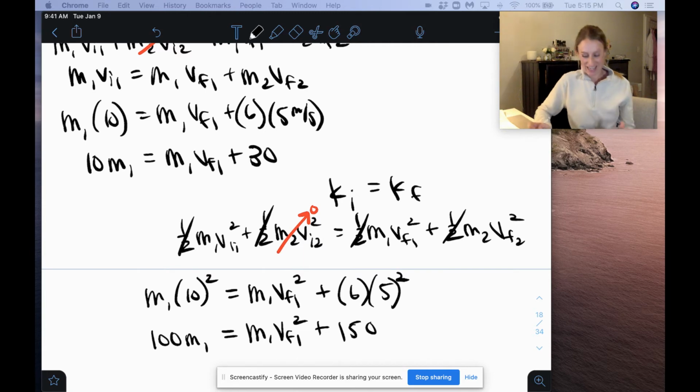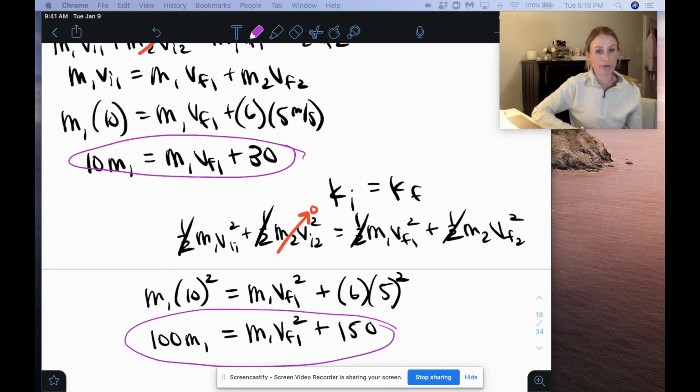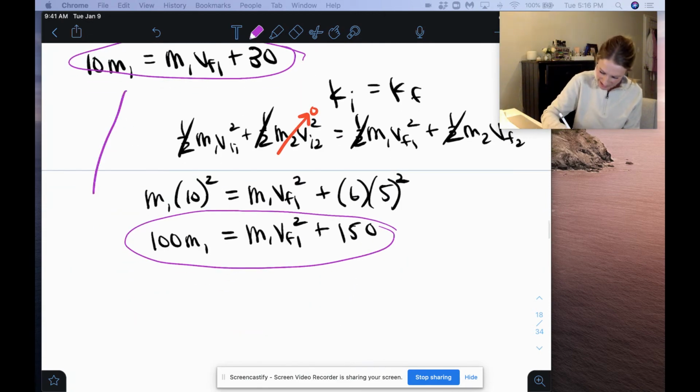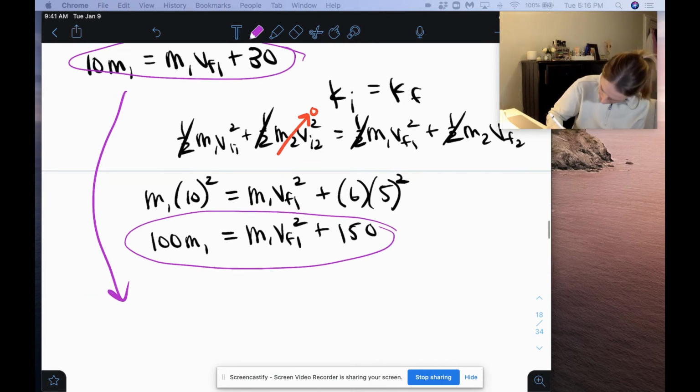Okay, now again, I have 2 equations and 2 unknowns. So what I need to do now is just what I did before. I'm going to solve the first equation for one of those variables, plug it into the second equation. Now again, like I said, it doesn't look as pretty as it did before, but it's okay, it still works out. So I'm going to take this equation here. I'm going to subtract m1 v final 1 from both sides in order to solve for m1. So I get 10 m1 minus m1 v final 1 equals 30.